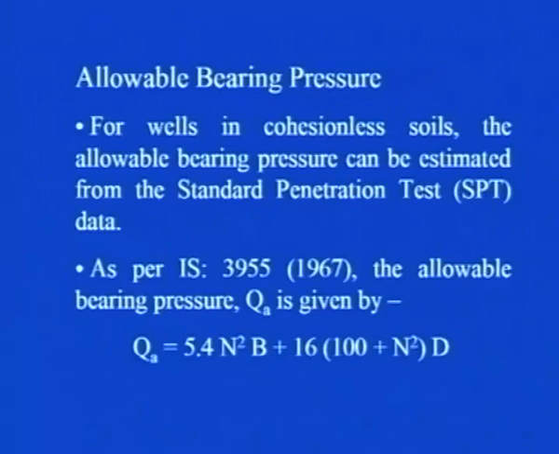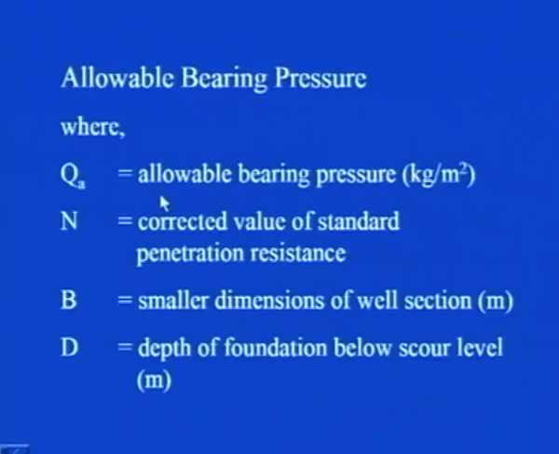The standard penetration test is such an in situ test whose data is used quite frequently in the analysis and design of foundations. From this data you get a standard penetration number, N, which is used in the analysis and design. IS 3955-1967 has given an expression for the allowable bearing pressure, represented by QA, and it is given by 5.4 N square B plus 16 times (100 plus N square) into D, where QA is allowable bearing pressure in kg per square meter, and N is the corrected value of standard penetration resistance, which you get directly from the standard penetration test data.